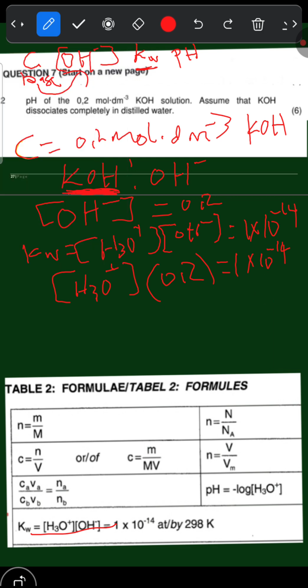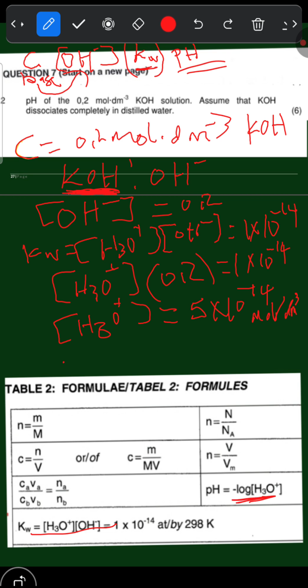If you divide both sides, then the concentration of hydronium ions will be equal to 5 times 10 to the power negative 14. You write your units: mole per cubic decimeter. Yes. All right. Now we got the constant. We have used KW. Now we come to pH.